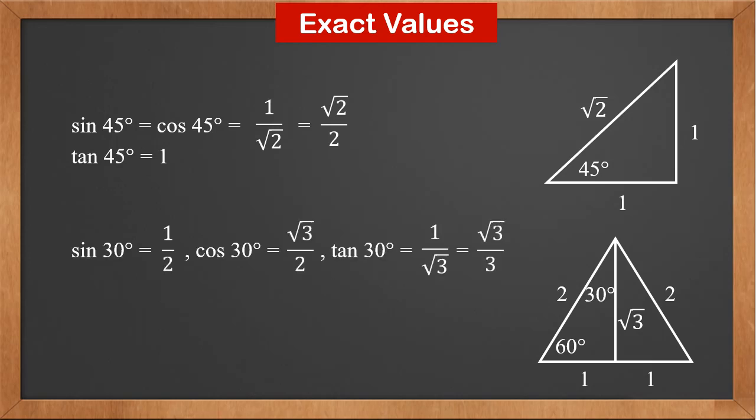So, sine 30 degrees is half. Cosine 30 degrees is √3 over 2. Tangent 30 degrees is 1 over √3, or √3 over 3. Sine 60 degrees is √3 over 2. Cosine 60 degrees is half. Tangent 60 degrees is √3.